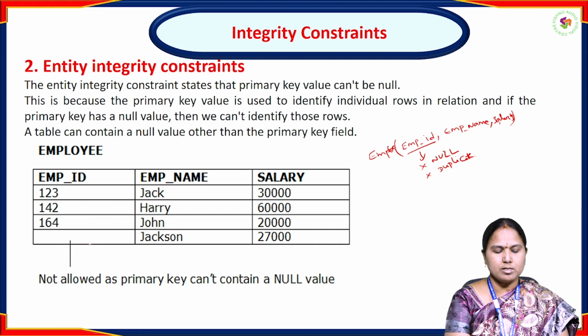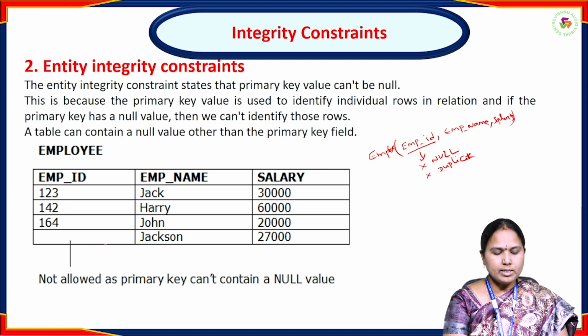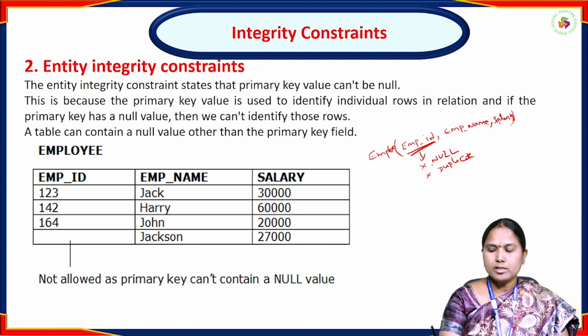Null values are nothing but, see here, I am leaving this column as an empty space. I am not inserting any value here, so that it can be treated as a null value. If you are entering a null value, it is not acceptable. Why? Because the employee ID is assigned as a primary key. What are the properties of the primary key? It does not allow any null value. It does not allow any duplicate value. If you are entering null or duplicate value, it is not acceptable.